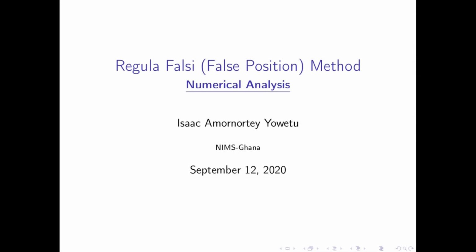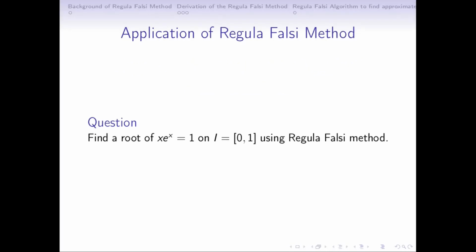Today I'll be speaking on the regular Falsi method, or first position method, under numerical analysis. Let's get into it. So we have this nice question here which says: find the root of x e to the power x equal to 1 on the interval [0, 1] using the regular Falsi method.